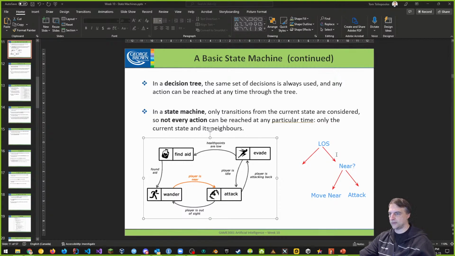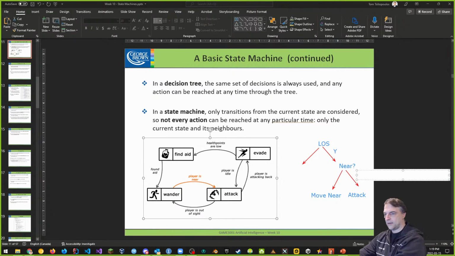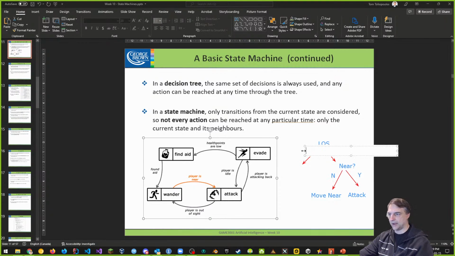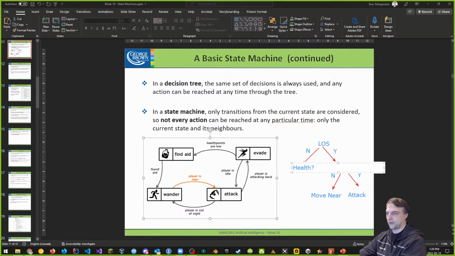So that's something I can check. So if I don't have line of sight, this is yes, so let's put a yes in there. If I have line of sight, if I am near, that's the yes track. This is all the no's. If I'm going to set this up, this is no, I don't have line of sight. Do I have health points? Is my health good? As an example, I'll put this health. If my health is good, then what do I want to do? I want to patrol.